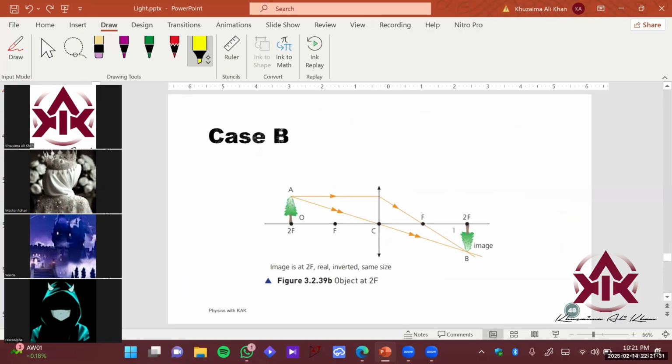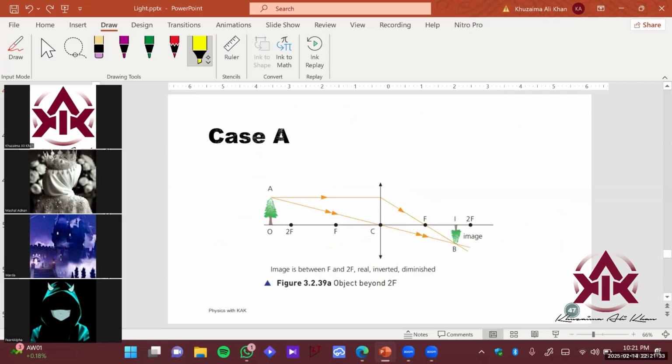Okay, let's start with case A. So case A is basically when your object is placed beyond twice the principal focus, right? Beyond 2f. So you can see the object is here, right? This is the object here, O. It is placed beyond 2f.